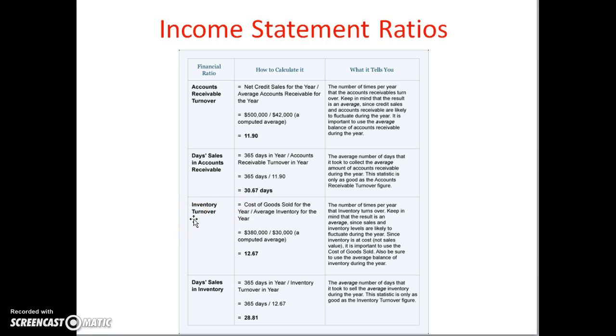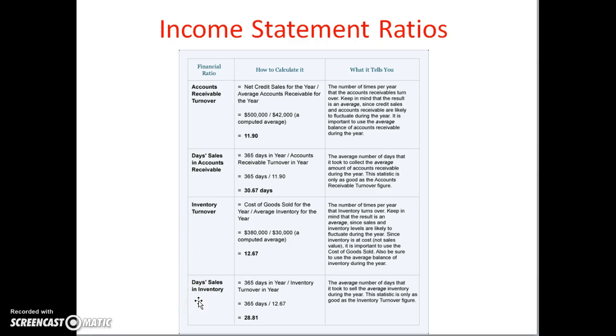Inventory turnover. This is where we take the cost of goods sold for the year and divide it by the average inventory of the year. In this example, we come up with 12.67. This is the number of times per year that an inventory turns over. Keep in mind that the result is an average. Since sales and inventory levels are likely to fluctuate during the year, and since inventory is at cost, not sales value, it is important to use the cost of goods sold. Also, be sure to use the average balance of inventory during the year.